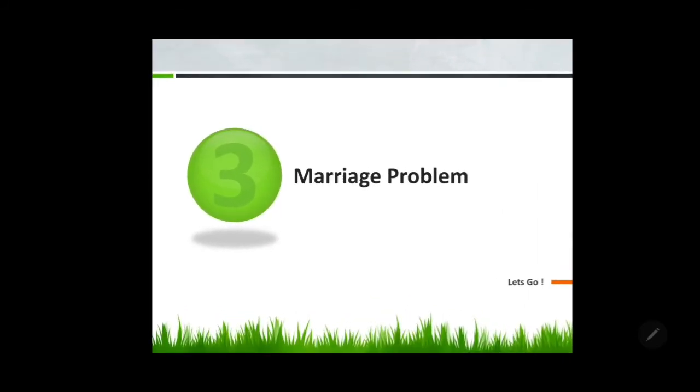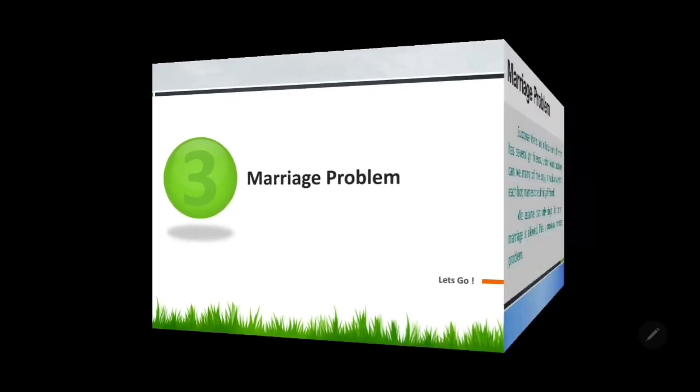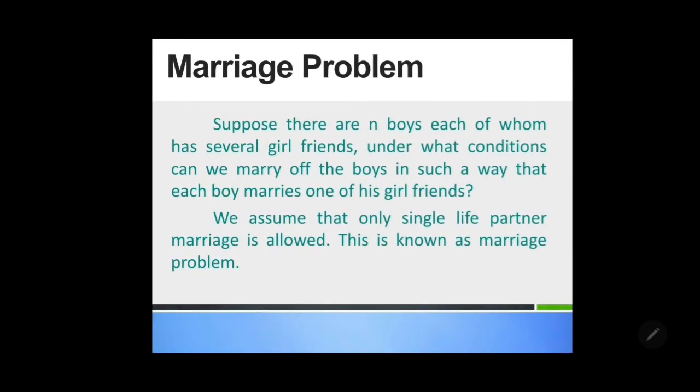The next one is the marriage problem. Suppose there are n boys, each of whom has several girlfriends. Under what conditions can we marry off the boys in such a way that each boy marries one of his girlfriends? We assume that only single life partner marriage is allowed. This is known as the marriage problem.